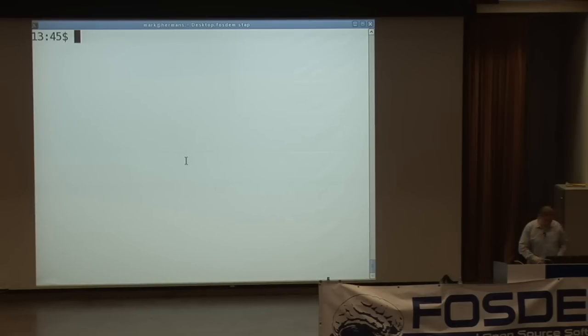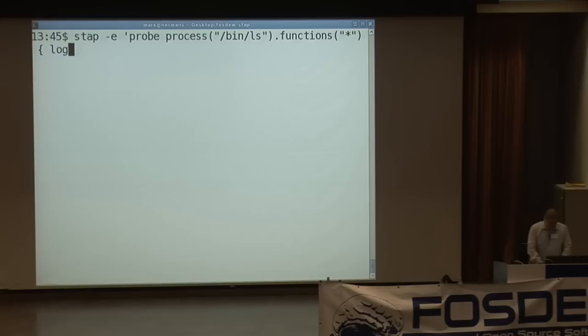So, to show that you can do some simple tracing, you can probe a process, bin ls, show me all functions, and just log the probe point where you place the probe. And then we actually run it over bin ls.